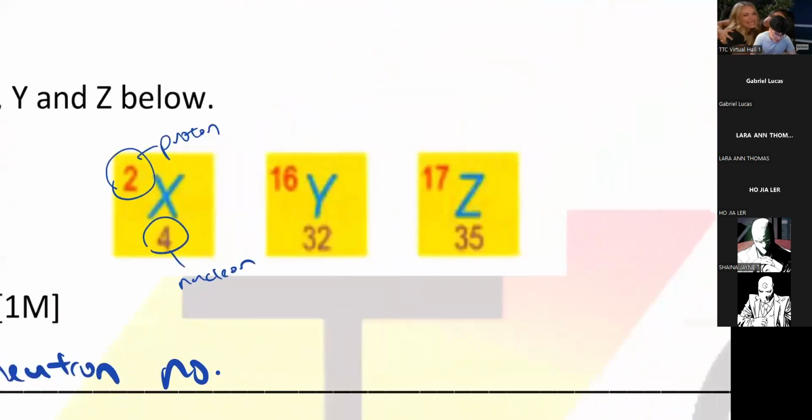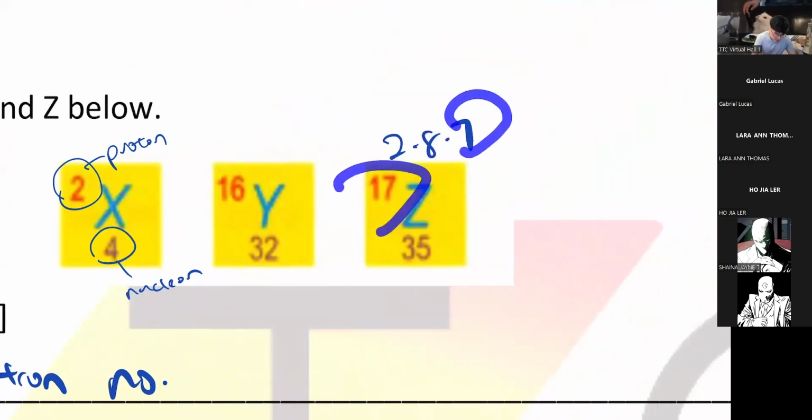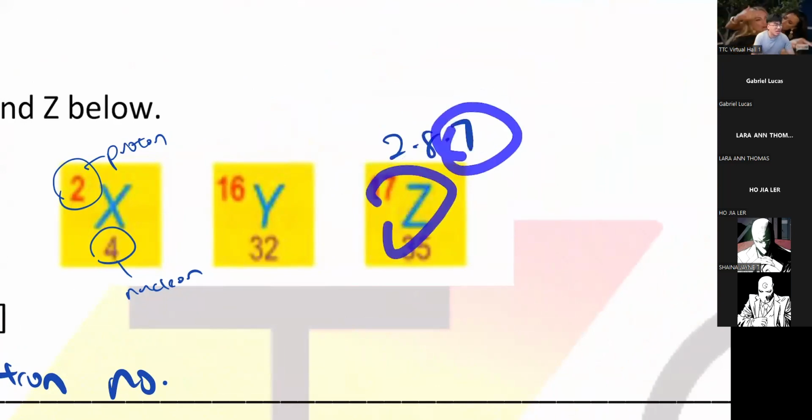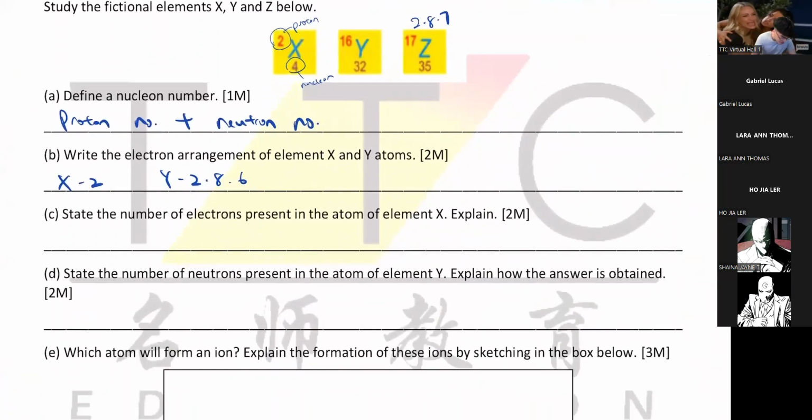That's why they're reactive. And if they ask for Z, Z is 2.8.7, because 2 plus 8 is 10, 10 plus 7 is 17. So Z is even crazier. Z is even more reactive. Very, very reactive.